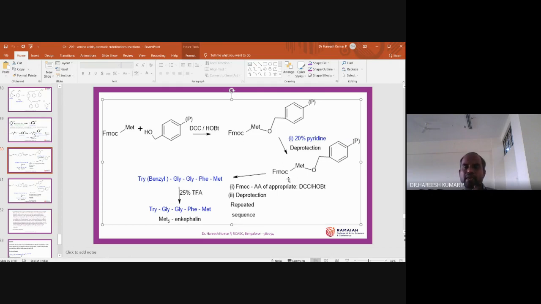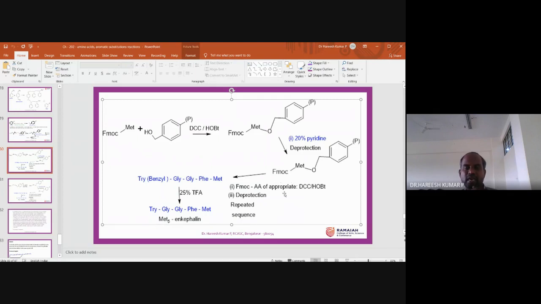And then coupling with the appropriate amino acid. Appropriate means here phenylalanine first. So N-protected phenylalanine was taken in a reaction mixture, and that was treated with the free N-terminal end of the solid supported polymer. In this reaction media, this solid support is not soluble, but the free NH2 of the methionine is reacting with the reactant present in the solution.